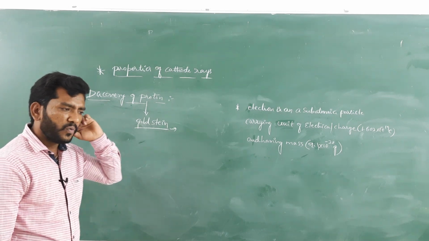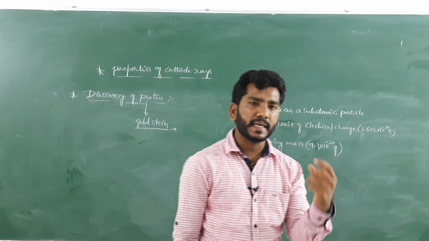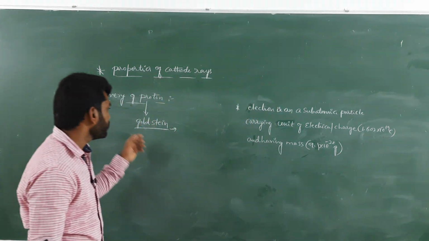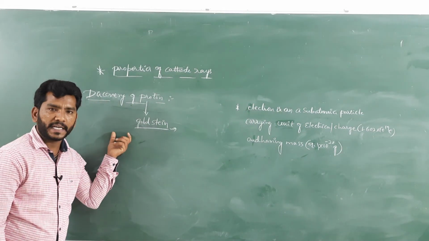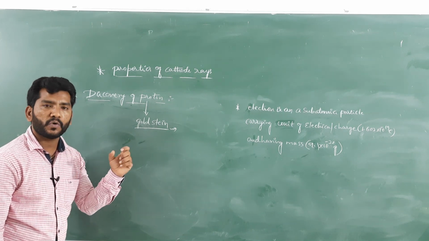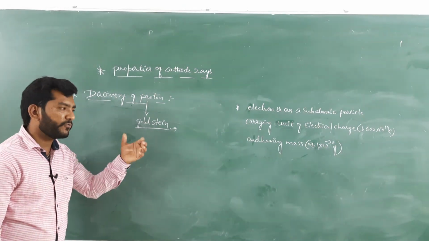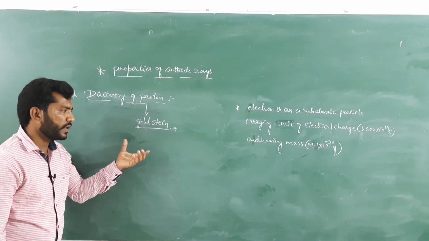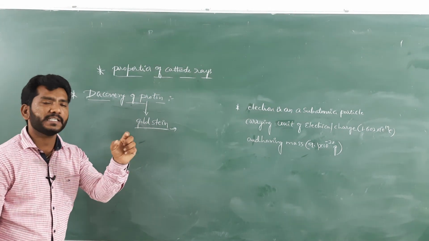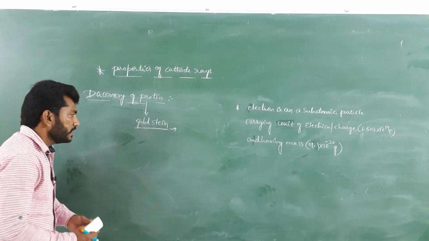Actually what he did was replace the cathode with a perforated cathode. In the discharge tube experiment we used a particular cathode, right? That material was replaced by a perforated cathode. Perforated cathode means the cathode itself has a hole inside. So thereby what happens, we'll see.